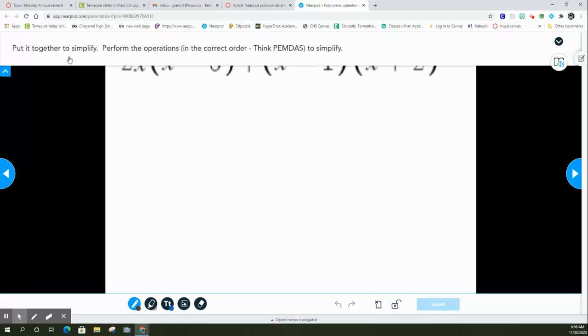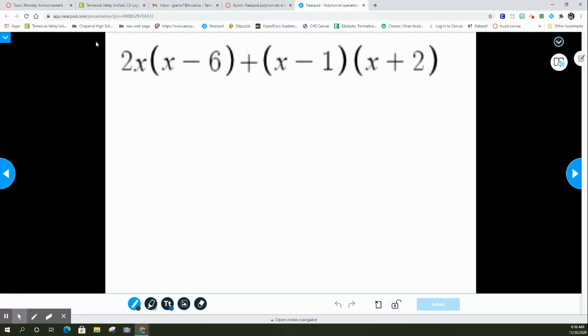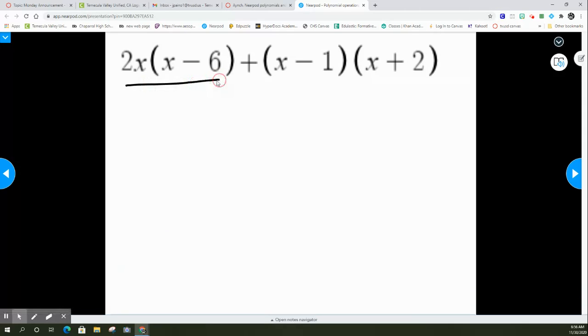So this one says, put together to simplify, perform the operations in the correct order. So think order of operations, right, to simplify. So before I add, I need to multiply, okay, together. So I need to multiply these two together, I need to multiply those two together, and then I need to add them.